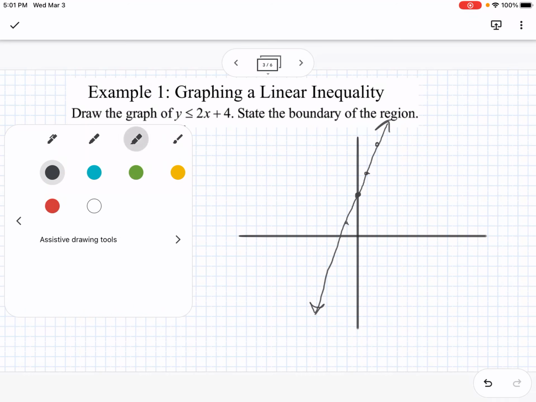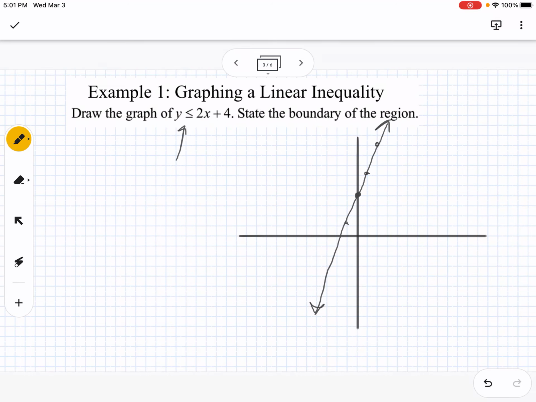And then, if I turn this to a highlighter here, I'm going to shade below, because if I read that out loud, it's y is less than or equal to 2x plus 4. So I'm going to shade below my graph.